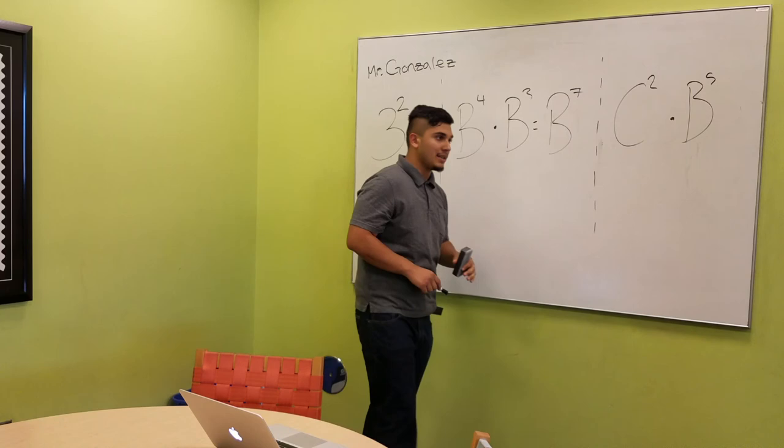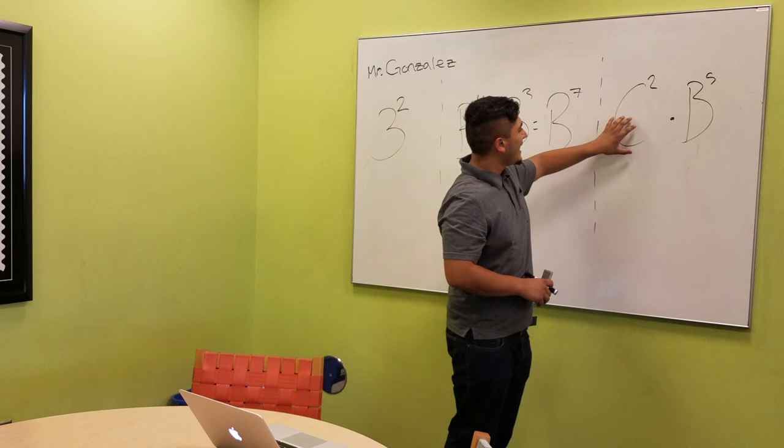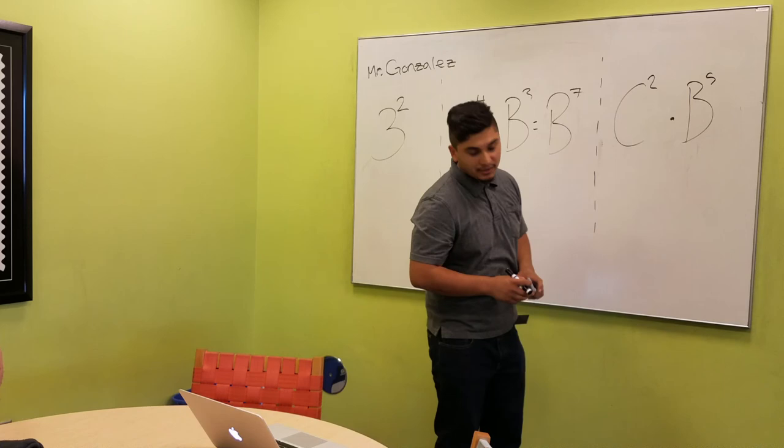The last big idea I want you to go away with is that when you have two different constants, two different variables, you cannot do this. You can't use the multiplication rule. These don't mix that way. Because they're different.